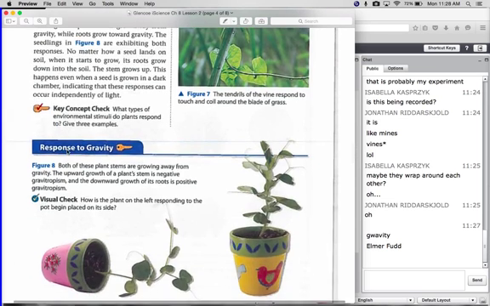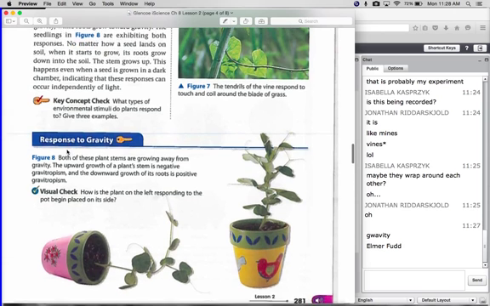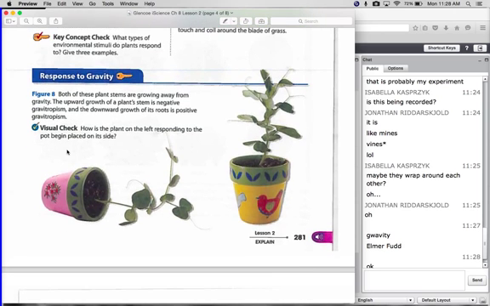Of course, leave it up to the physicists to want to talk about gravity and that kind of stuff. All right.